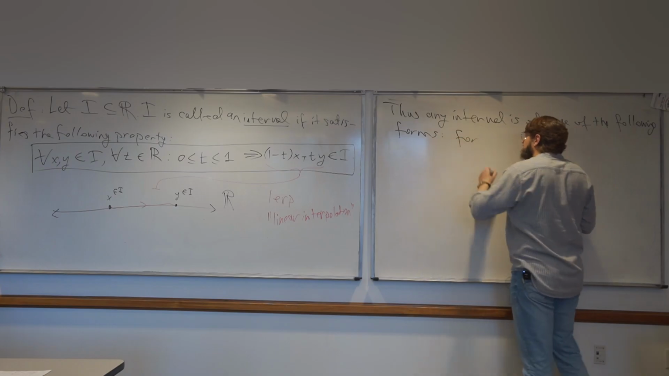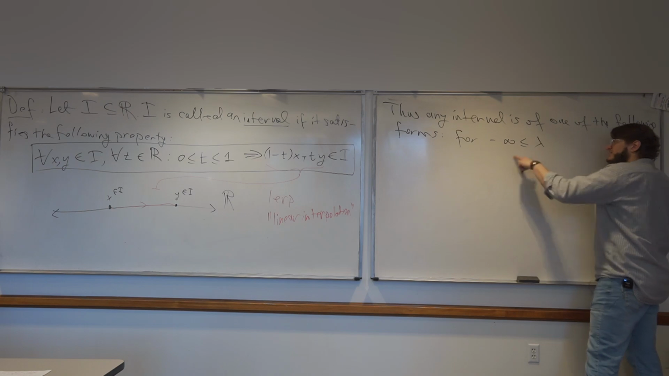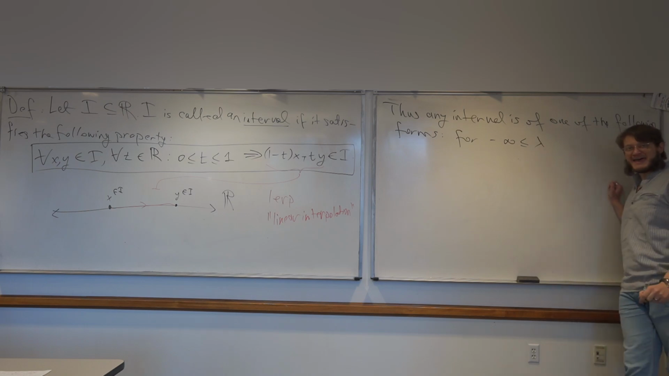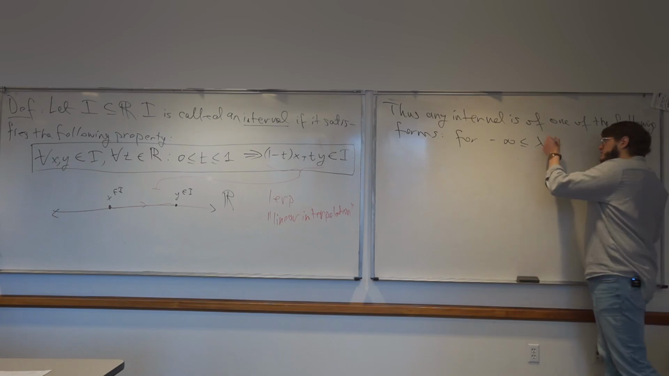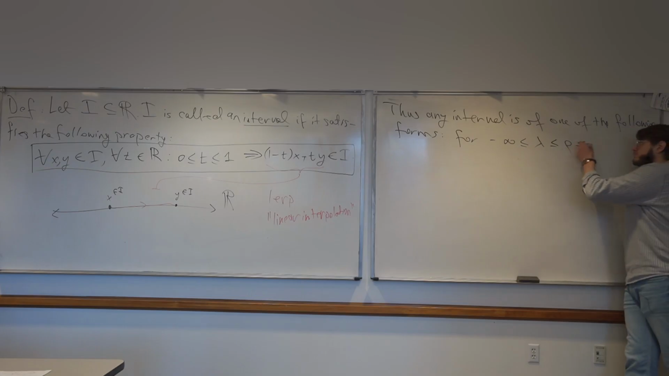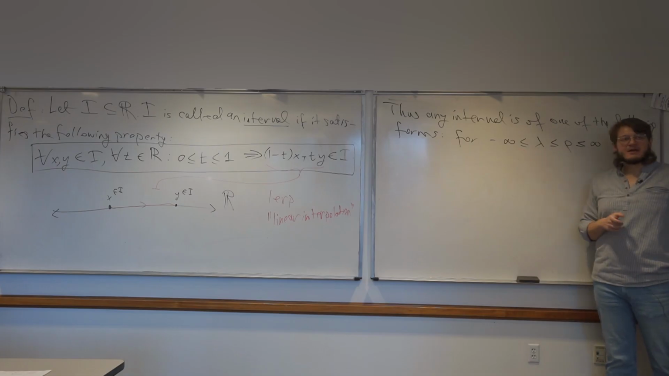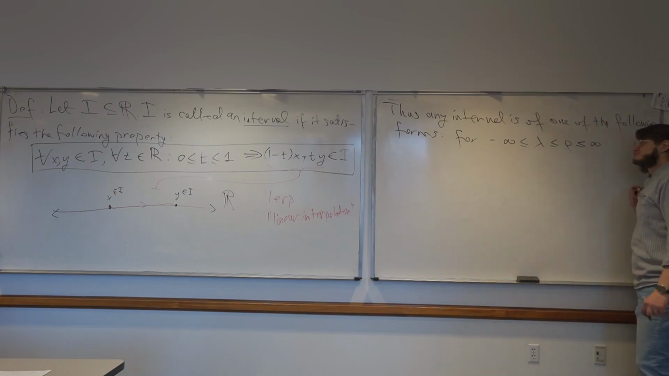For, let's write minus infinity less than or equal to lambda. Lambda is the Greek letter for L. I use that for the left endpoint. Then rho is the Greek letter for R. That's for the right endpoint. And infinity. And what does this mean? This means that I'm technically allowing minus infinity as well. Let's not worry about what that means, but we're going to talk about it perhaps just a little bit.